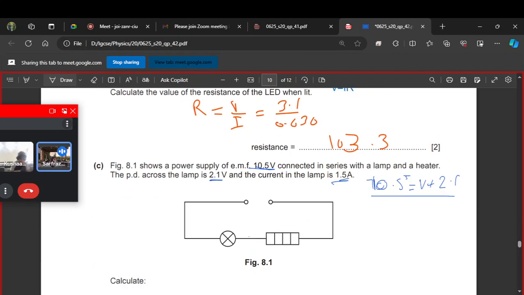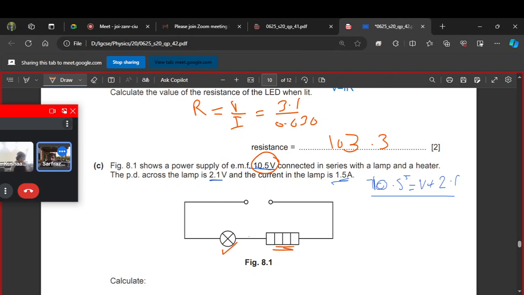Next question. Yeah, this is the figure. The figure shows a power supply of EMF 10.5 volt. Here is the power supply connected in series. Its voltage is 10.5 volt, connected in series with a lamp and a heater.